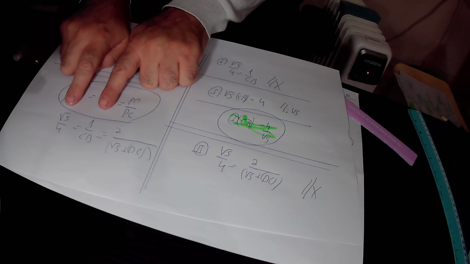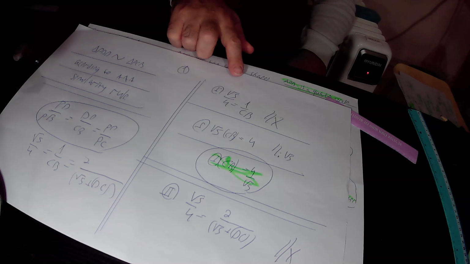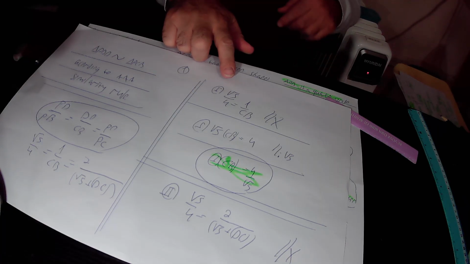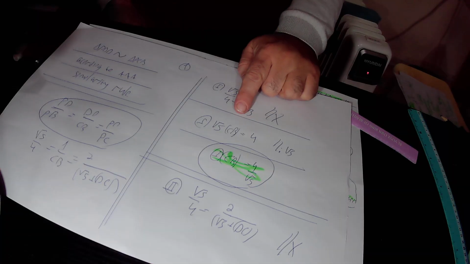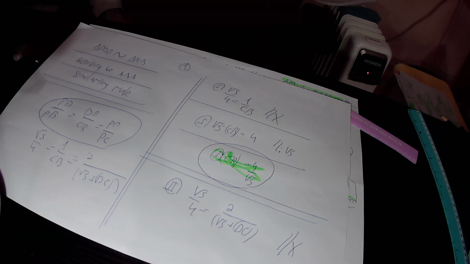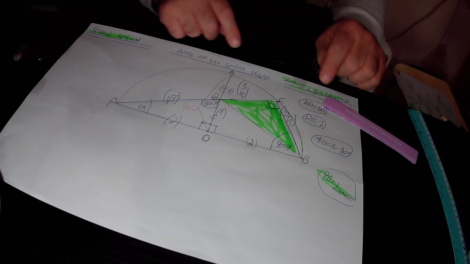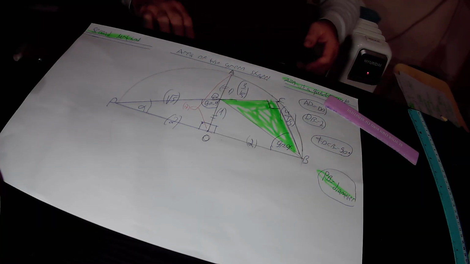That is to say, square root of 5 over 4 equals 1 over CB. Here, multiplying across, we find that 4 equals the square root of 5 times CB. Here we divide the equation by square root of 5 and finally find that the missing side CB equals 4 over square root of 5 units in its length. This is the missing side CB.